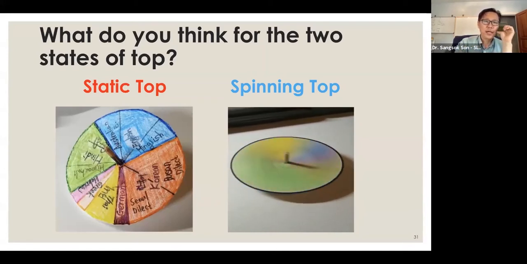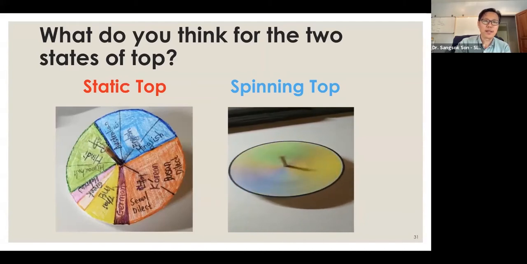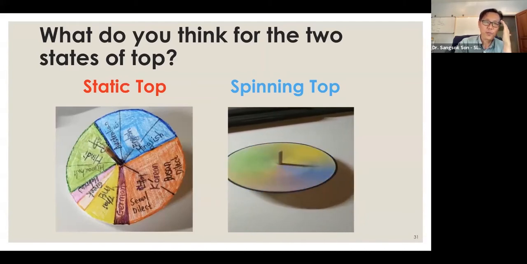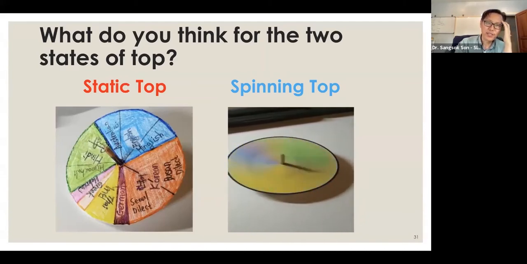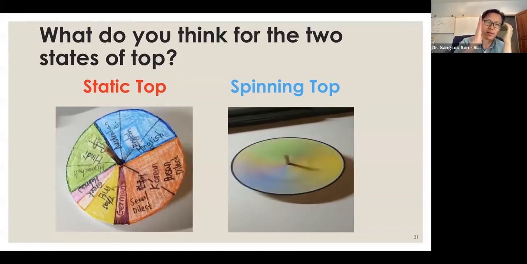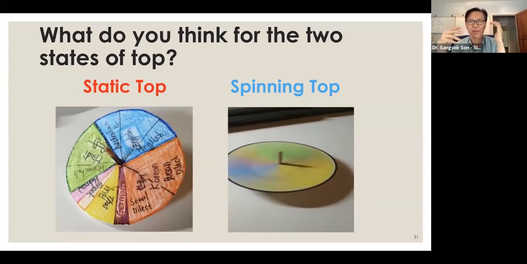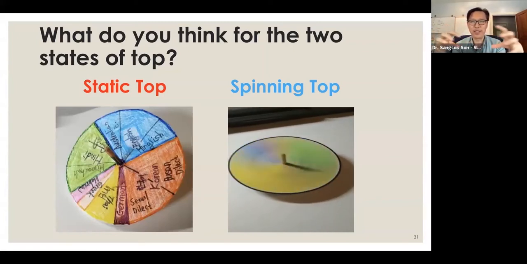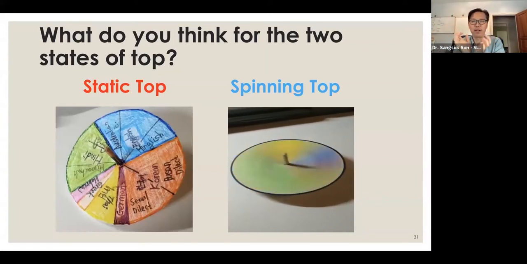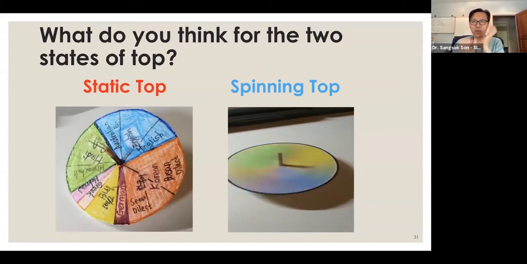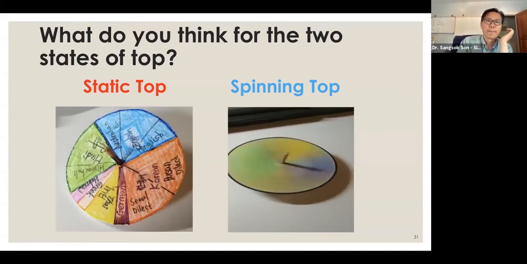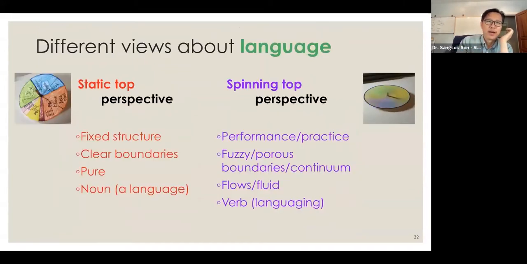So what do you think for these two? On this static top, you can see how many languages I speak, and you can see also the boundaries of different languages, right? But on the spinning top, you cannot see the boundary, but you can see the mixture of different colors of languages, right? So which one do you prefer? Okay, so there are two different views about language.